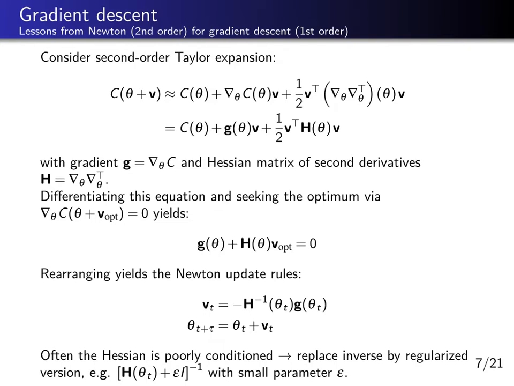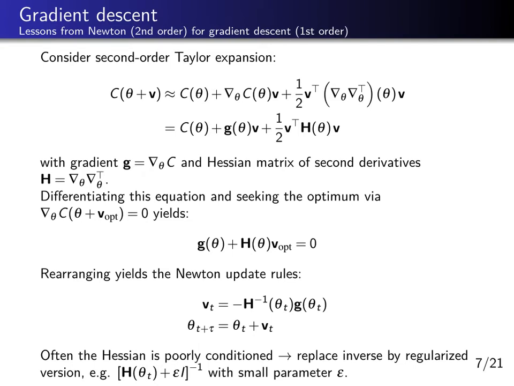So a technical remark: often the Hessian matrix is poorly conditioned, so it may have many eigenvalues close to 0 or even eigenvalues identically 0. In this case, we cannot just invert the matrix directly, but we often replace the inverse by a regularized inverse. So we actually use the inverse of the Hessian matrix plus a small multiple of the identity matrix with a small parameter epsilon here.